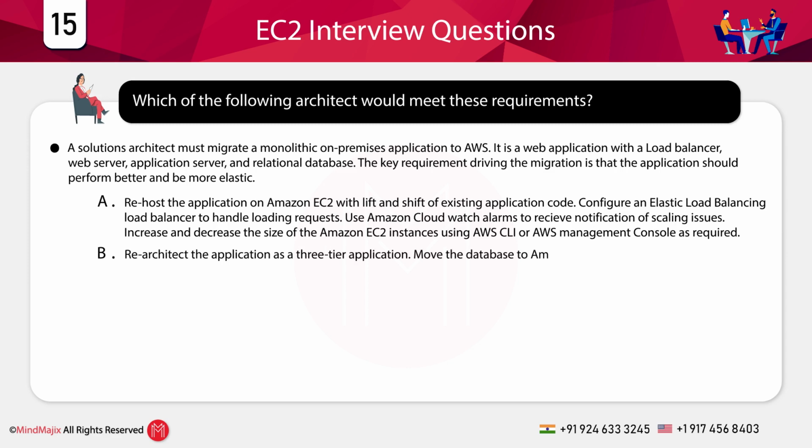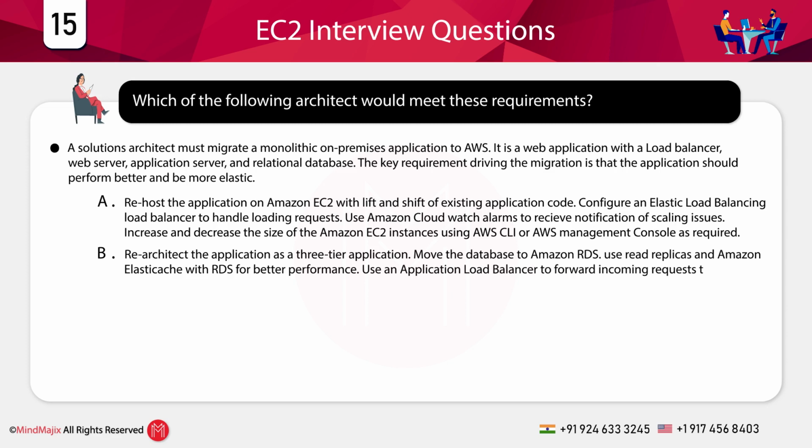Re-architect the application as a 3-tier application. Move the database to RDS. Use read replicas and ElastiCache for RDS for better performance. Use application load balancer to forward incoming requests to web and application servers running on-prem. Now this will also not be the option, because the question is saying they want to migrate to AWS, and what you're suggesting is just to stay on-prem. They must migrate it to AWS. So obviously this B will not be the option.